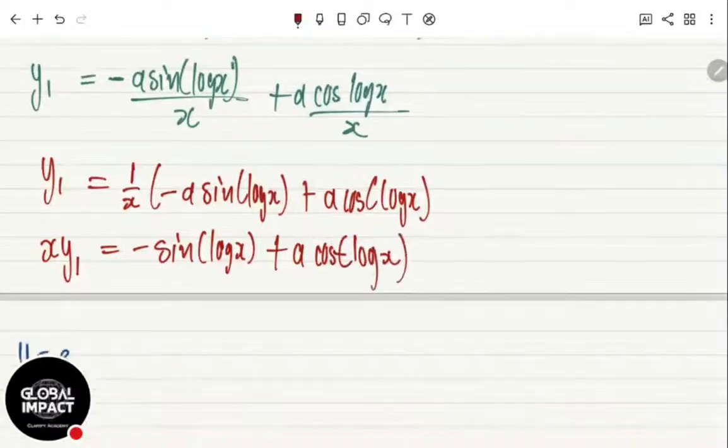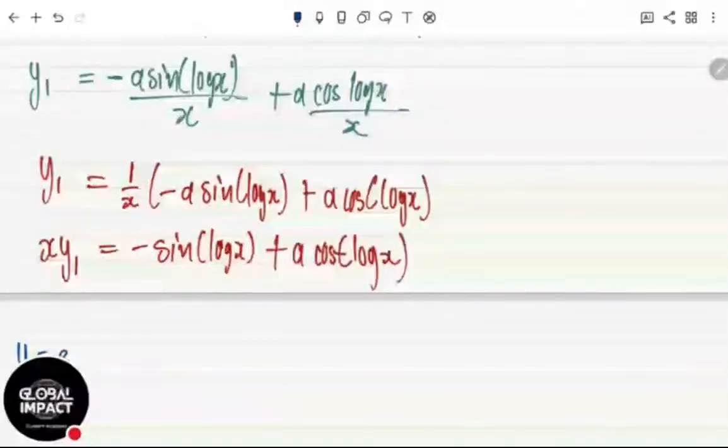Now, what do you do here when I have it like this? I don't have it in the form I want. I'm going to differentiate it again.